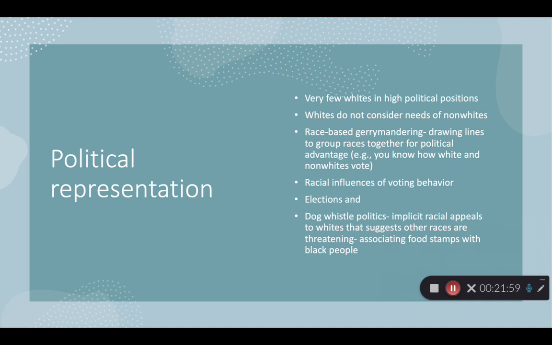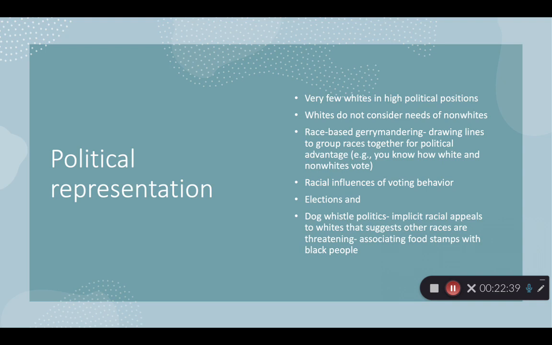Okay? You do see a lot of race-based gerrymandering, so whenever they're trying to redraw the political lines, they try to draw the maps secretly, and this happened for a long time. It's illegal, but they try to draw maps in ways that group races together so that they can vote in the direction that you want to, for example. Your book talks about that. Your book talks about racial influences on voting behavior, again, which is all just cultural attitudes. How is race and culture associated with the way people vote? Black people tend to vote this way, and white people tend to vote that way. So the book talks a lot about that.